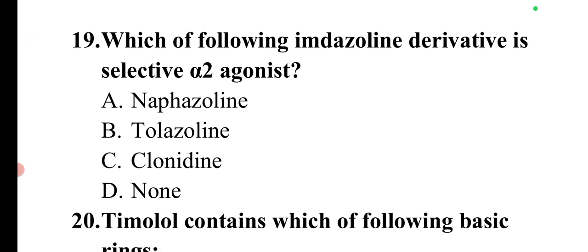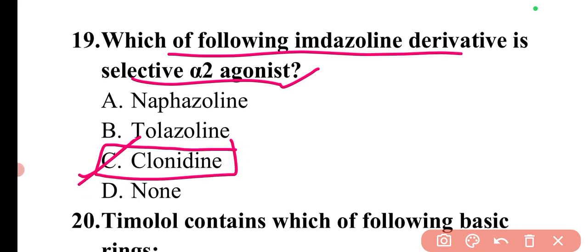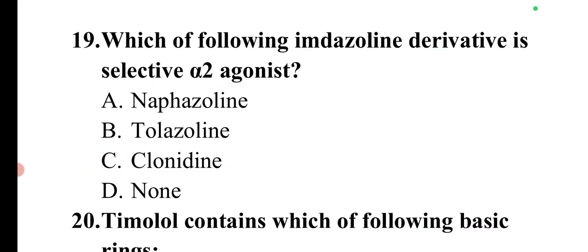Next question is: which of the following imidazoline derivatives is a selective alpha 2 agonist? So the selective alpha 2 agonist is clonidine. So here option C will be the correct answer.